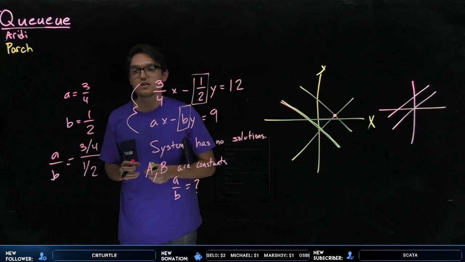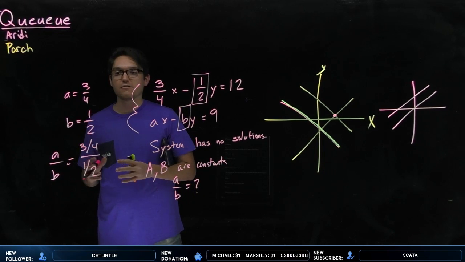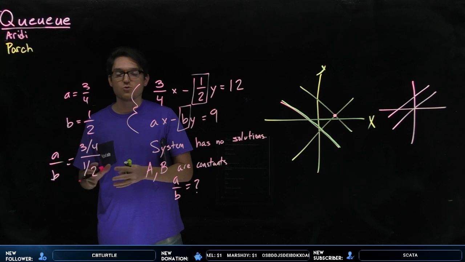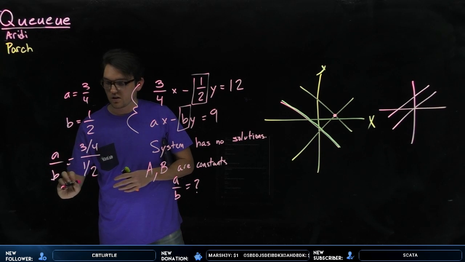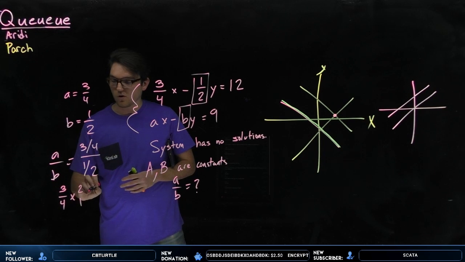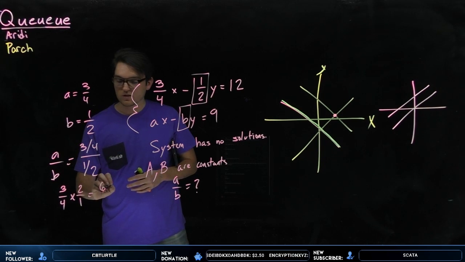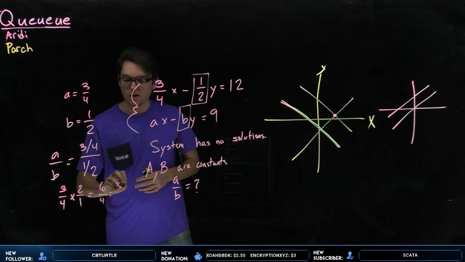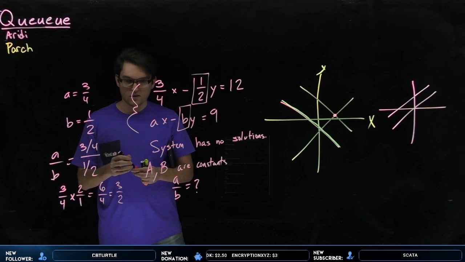Whenever I have vertical division like this, I always like to remind myself how fraction division works with just normal horizontal division. So 3/4 times the reciprocal of 1/2, which is 2 over 1, which is going to give me 6 over 4, 3/2. That's going to be the answer.